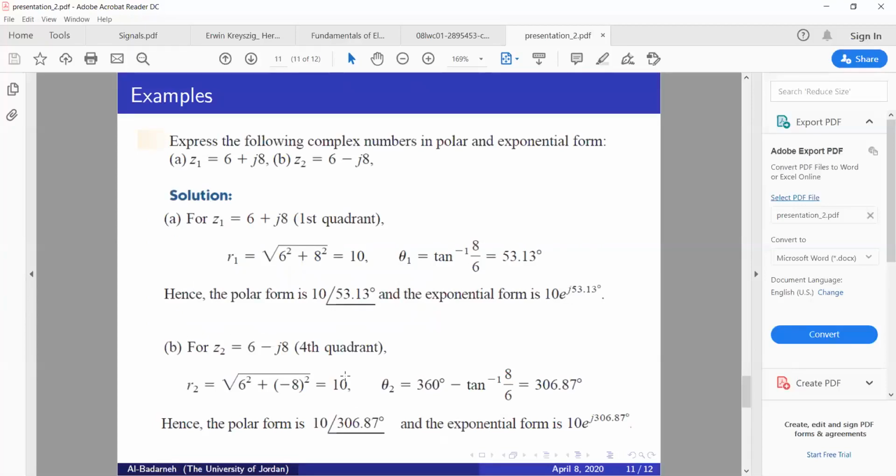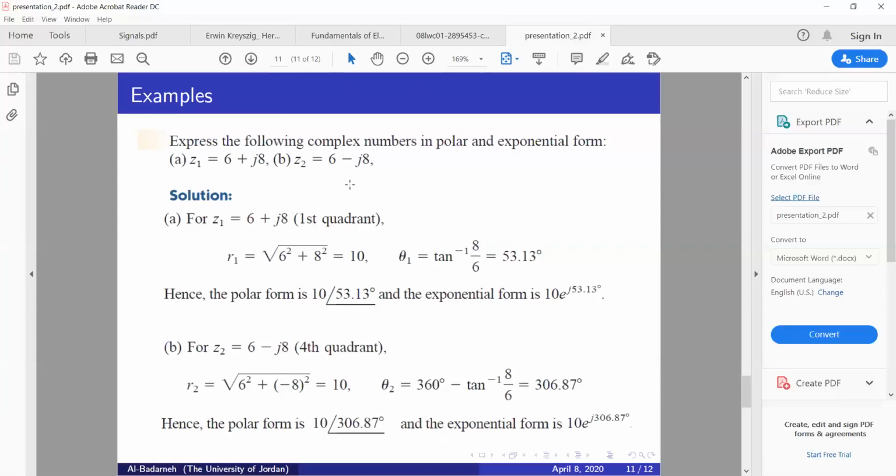Now, in this example, we would like to express z1 and z2 in the polar and the exponential form. So if z1 is equivalent to 6 plus j8, then the complex number z1 lies in the first quadrant. And one can easily find r1, which is the square root of x squared plus y squared. Now, it turns out that r1 is equivalent to 10. Now, in order to find theta 1, theta is tan inverse y over x. And since this complex number lies in the first quadrant, then we infer that theta is equivalent to tan inverse 8 over 6, which is almost 53 degrees. Then we can write the complex number z in the polar form and in the complex exponential form.